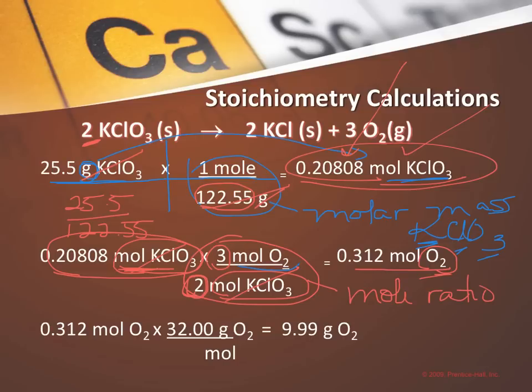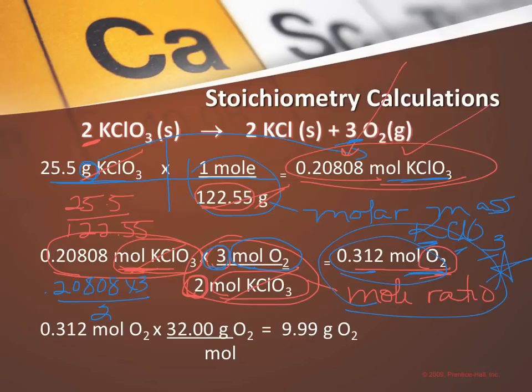On top are the moles of the substance the problem's asking for, which in this case is oxygen. The 3 comes from the 3 in front of the oxygen in the balanced reaction. So our math now is 0.20808 times 3 divided by 2, and that gives us 0.312 moles of oxygen. And that's all the problem asked for, was moles of oxygen.